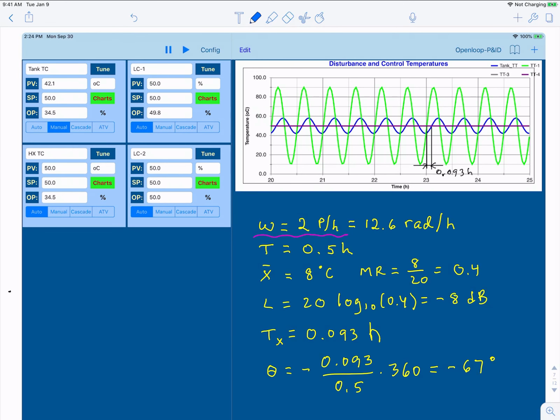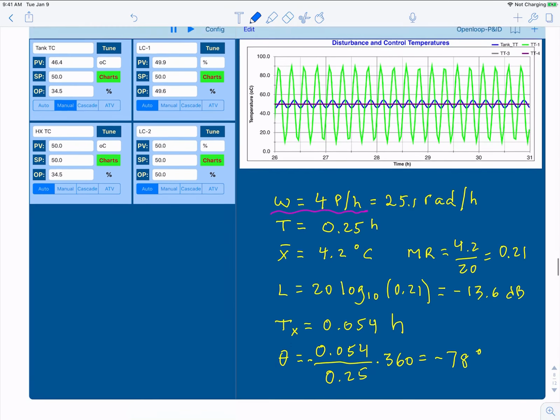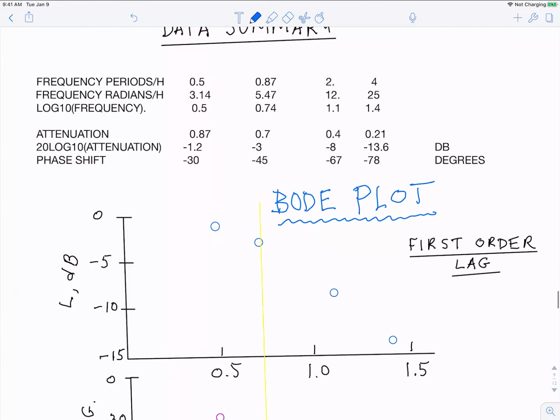It's perhaps surprising that the phase angle keeps increasing even though the time distance between the two curves is shrinking. The reason is, of course, that the time for a complete period decreases even faster than the time distance between the curves. In the final run, the log modulus is minus 13.6 decibels, and the phase angle is minus 78 degrees. And this was for a frequency of 4 periods per hour. The results are summarized in this table.